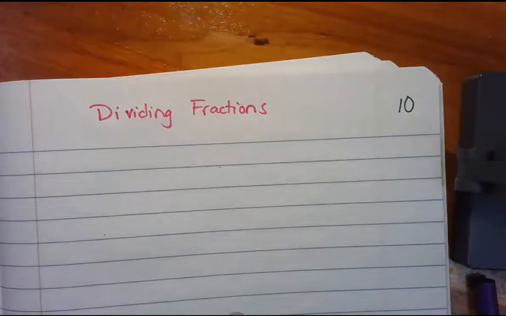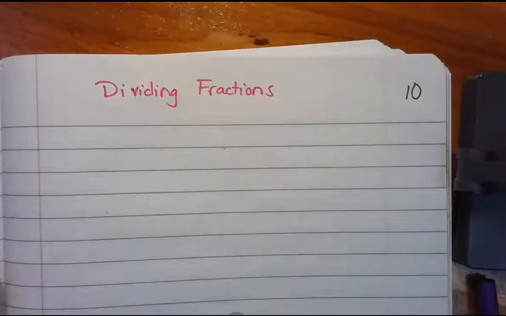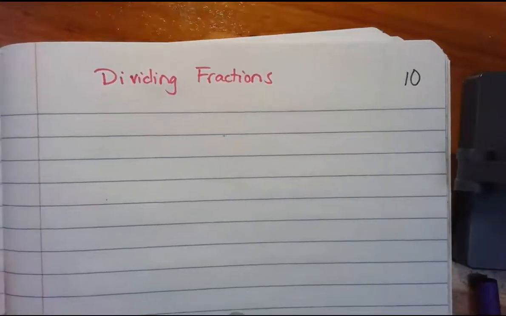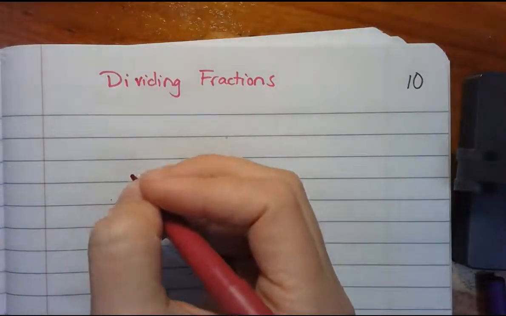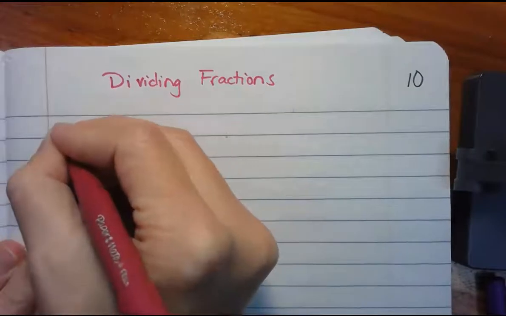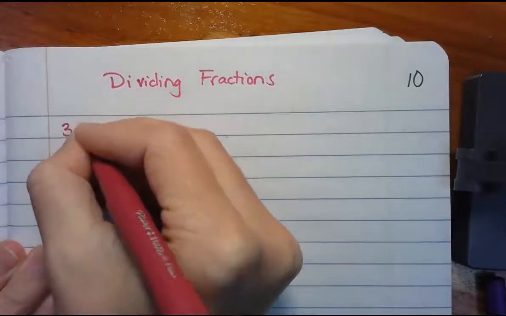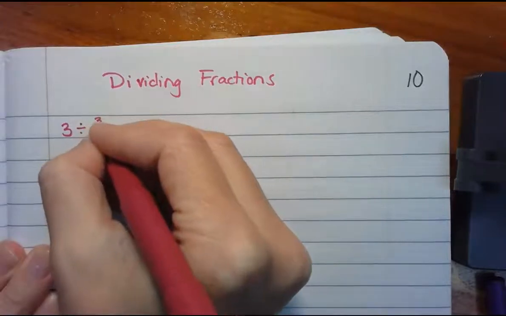And so we're going to look at what we are thinking about when we're dividing fractions, and then we're actually going to look at a shortcut to do this faster. So let's think about what it would look like to divide fractions. The first thing we're going to look at is, well, what does a problem like this mean? So let's look at a whole number divided by a fraction. So 3 divided by 3/4.